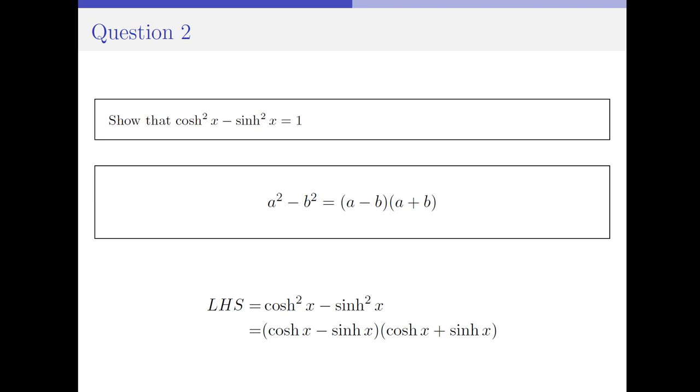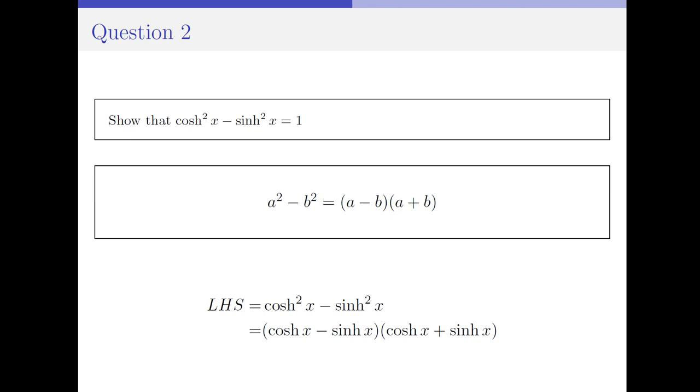The example on the screen is a squared minus b squared, which is equal to a minus b, a plus b. This is because the square root of a squared is just a, and the square root of b squared is just b. Following that logic, the square root of cosh squared is cosh, and the square root of sinh squared is just sinh. So using the formula in the box, cosh squared x minus sinh squared x is equal to cosh x minus sinh x multiplied by cosh x plus sinh x.